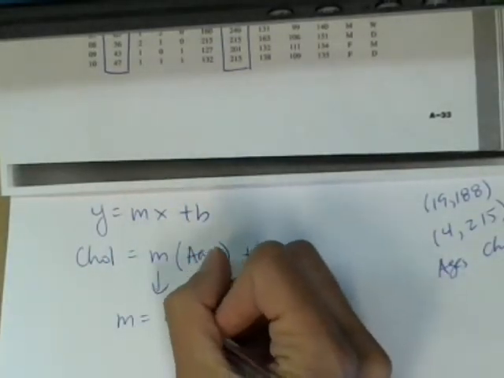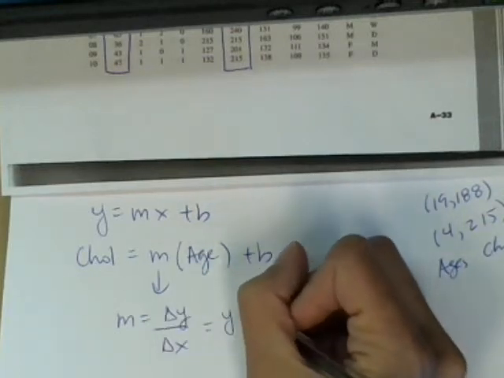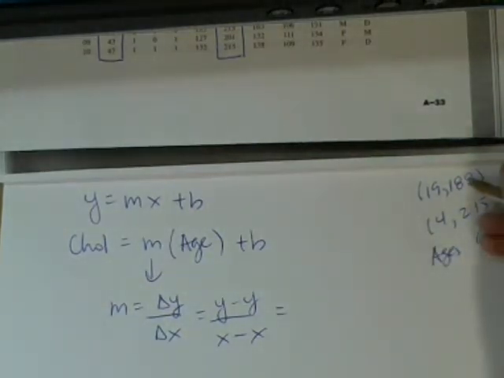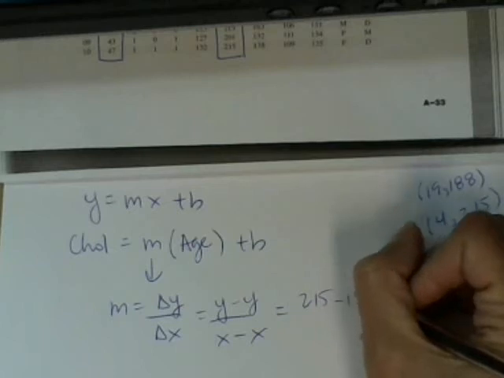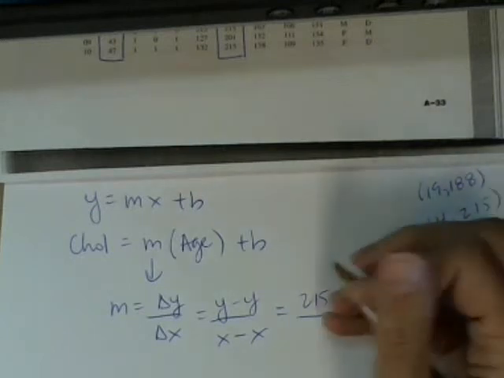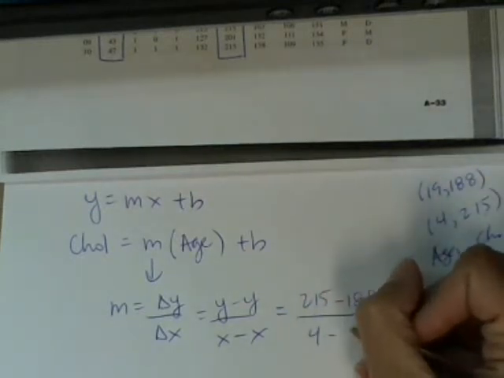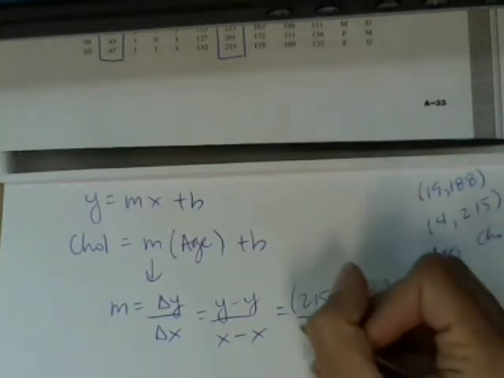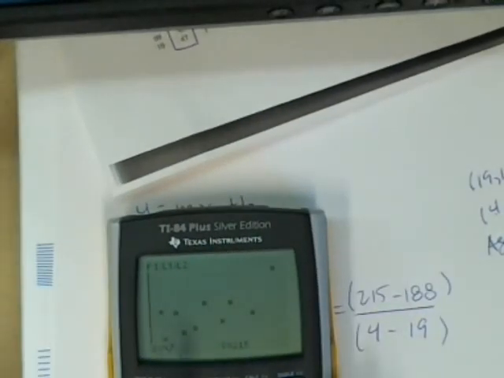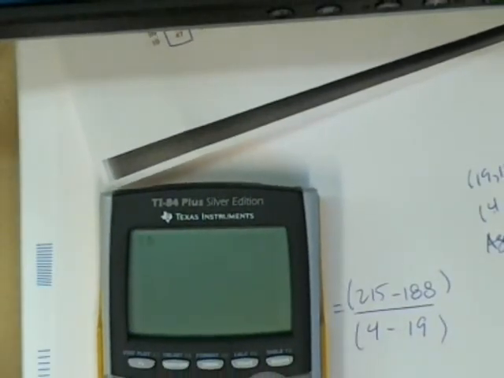M is the change in y over the change in x, or y minus y over x minus x. So if we do this, it'd be 215 minus 188, or whichever order, it doesn't matter. But in the denominator, if you started with 215 for your y's, you better start with 4 for your x's. So 4 minus 19. I'm going to put these in parentheses so I can do it in my calculator in a single step. So in my calculator, let's quit here. So second quit. I'm going to type in 215 minus 188 divided by 4 minus 19.